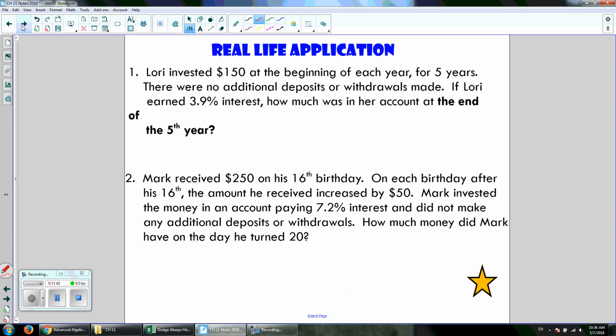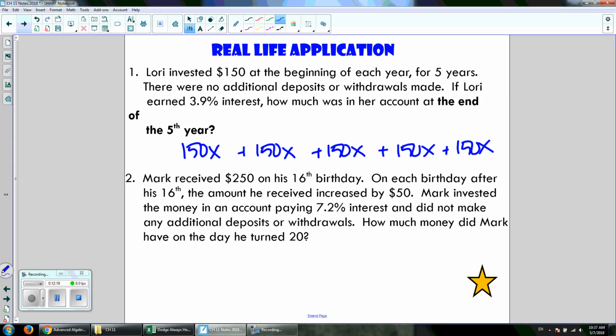Okay, and then everyone's favorite real-life applications. So first one, Lori invested $150 at the beginning of each year for 5 years. There were no additional deposits or withdrawals. If Lori had earned 3.9% interest, how much was there at the end of the 5th year? Okay, so I kind of start these problems like this. I had 5 years, right? So I had 150 times some interest, plus 150 times some interest, plus 150 times some interest, 5 times, right? So her first year, second year, third year, fourth year, plus her 5th year.